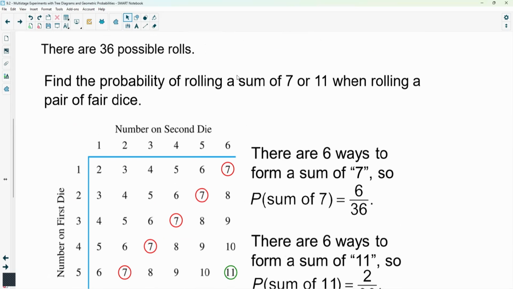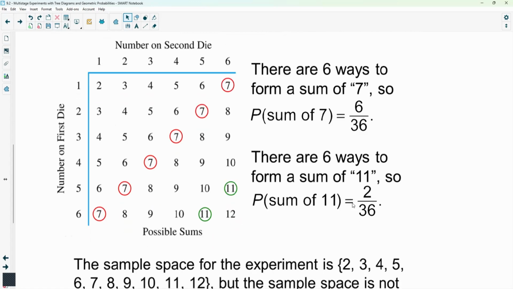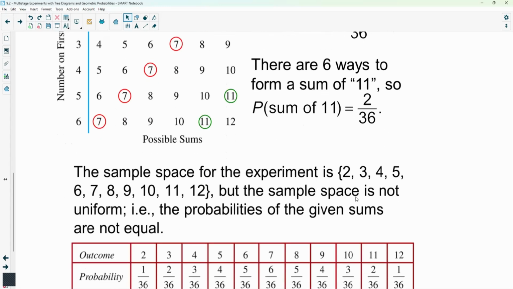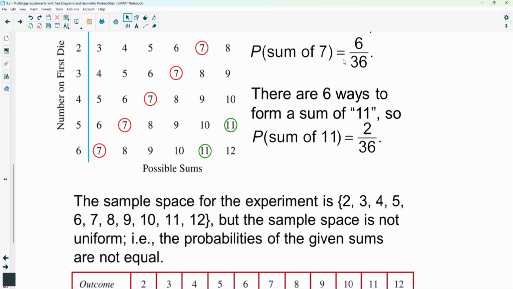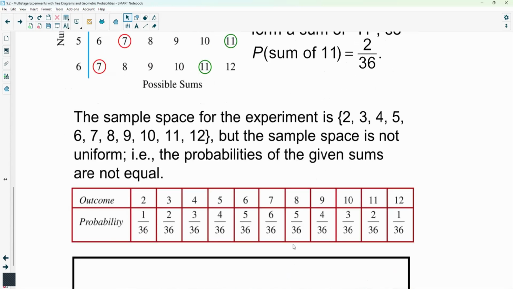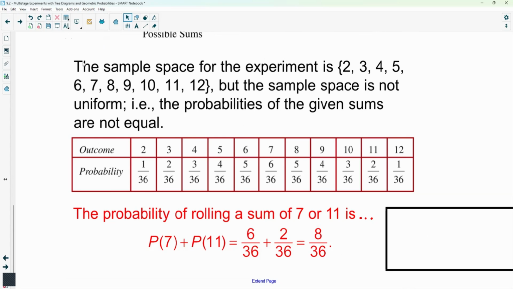And they wanted to know what was the probability of having a sum of 7 or 11. So basically they just added: sum of 7 is 6/36, sum of 11 is 2/36. So when you add those two, because they're independent, you're going to get a total of what? 2 plus 6, that's 8/36, right? So that's what we had down here, because they're independent events, mutually exclusive. Okay.